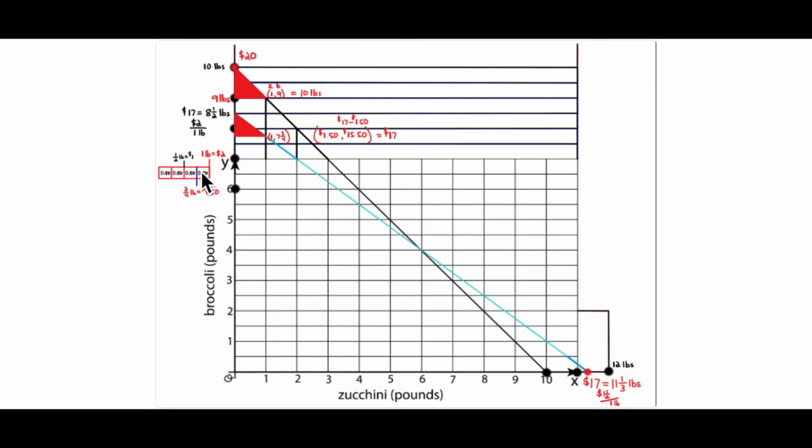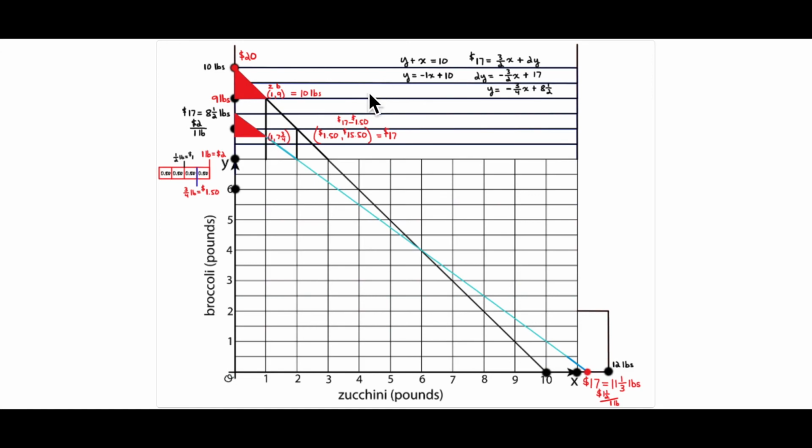So here's a little picture down here of broccoli costs $2 per pound, costs $1 for half a pound, and it costs $1.50 for 3/4 of a pound right here. And the 2 equations, the equation for the 10 pounds, that one's pretty easy because they just add together to equal 10. So y plus x equals 10. And if we write this in the slope-intercept form, y equals -1x plus 10. And so the y-intercept up here is 10, and the slope is -1.